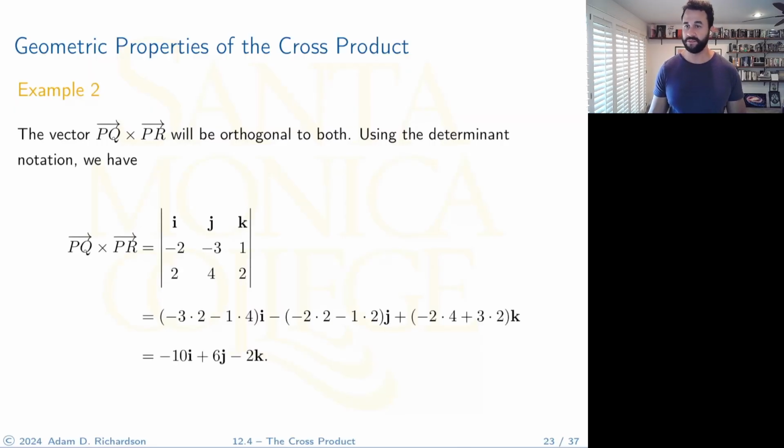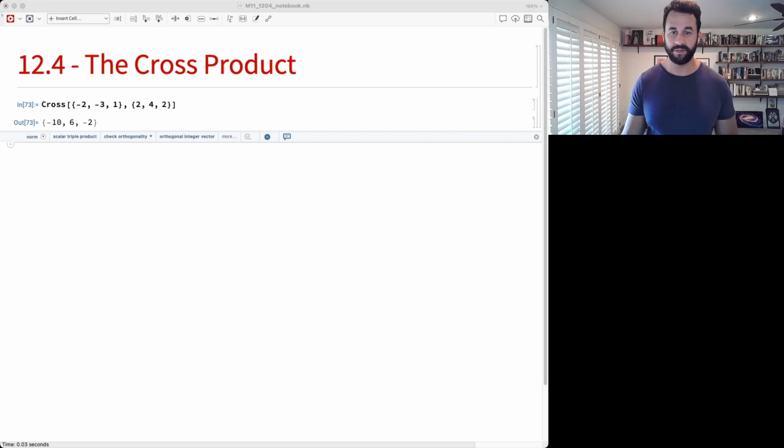-10, 6, -2, which is exactly what we just computed right there. Cool, huh? Let's use the escape. So what you could also do is this. If you don't want to type cross and then those, you can actually just do vector cross vector.